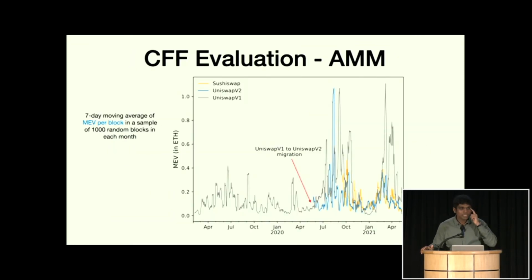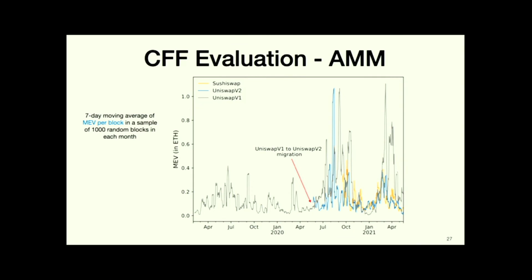Now on to evaluation of CFF on real-world data. This graph represents the 7-day moving average of MEV per block in different AMMs. We take 1,000 random samples in each month and measure the MEV. And the MEV is largely very spiky in nature, but roughly it has a value of around 0.4 ETH per block.